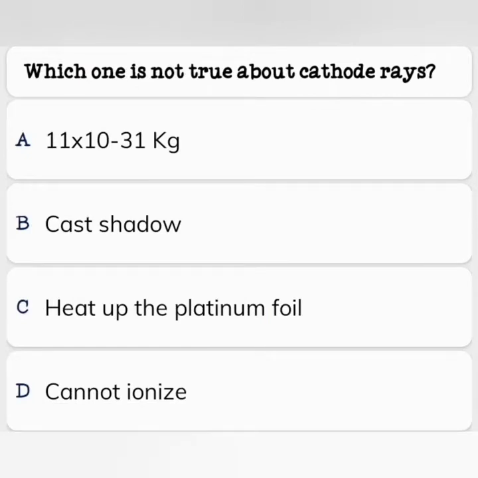Which one is not true about cathode rays? A. 9.1 into 10 minus 31 kg, B. cast shadow, C. heat up the platinum foil, D. cannot ionize. Yes, so the right option is D, cannot ionize.